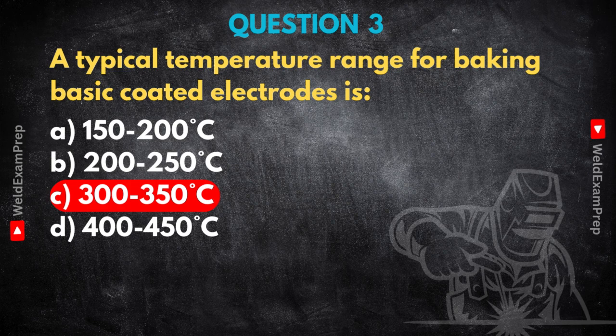So baking is essential to drive out that moisture, to remove the hydrogen source. And that specific range, 300 to 350 degrees C, is critical. You need it hot enough to effectively remove the moisture, but not so hot that you damage the flux coating itself. So too cool, you leave moisture in. Too hot, you wreck the electrode coating. Precisely. You have to hit that sweet spot.